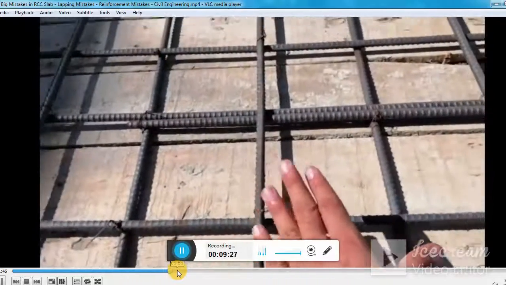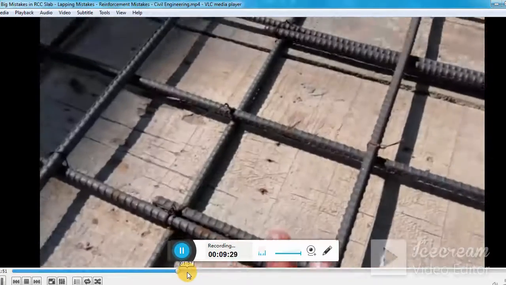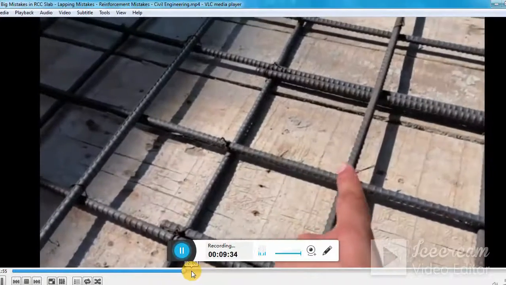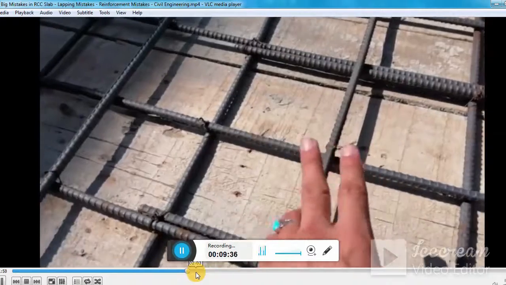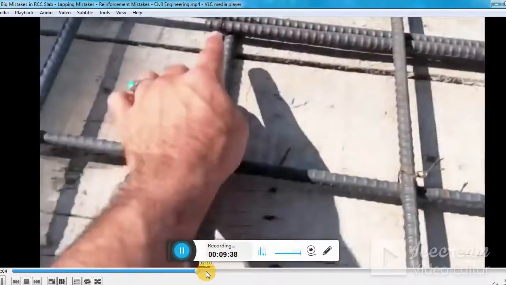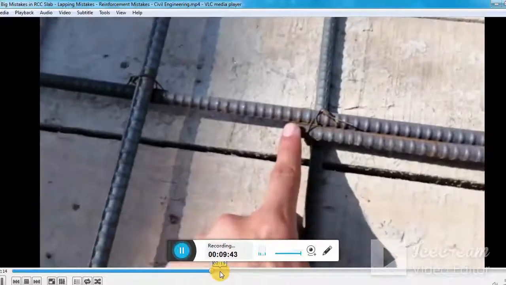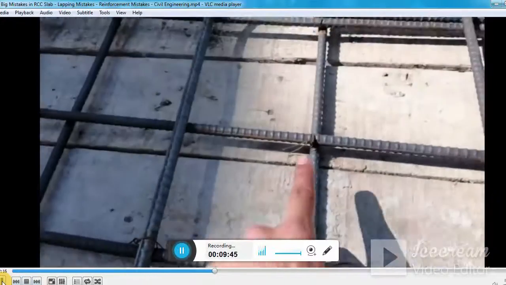Here is the other mistake. Regarding lapping length, we have already discussed that the lapping length should not be provided at the same point. Two mistakes are present here, you can see. Now you can see this is lapping length, but lapping length is provided at the same point, so it should not be provided at the same point.